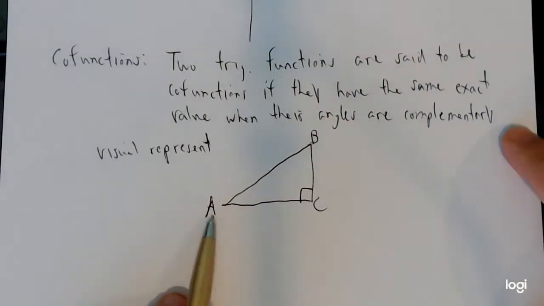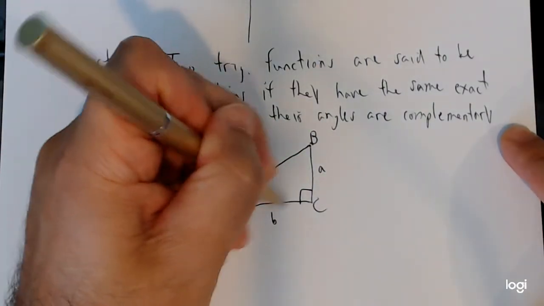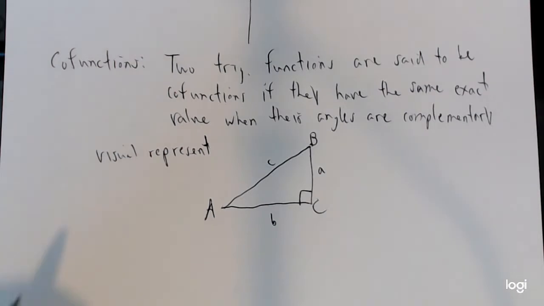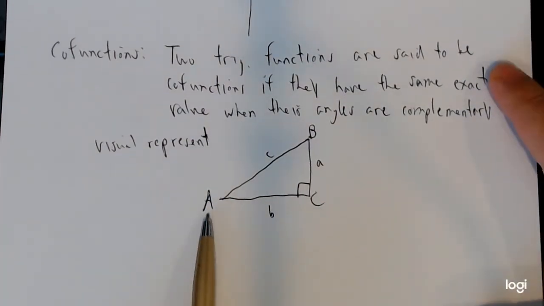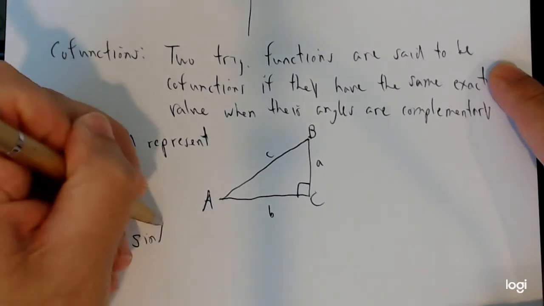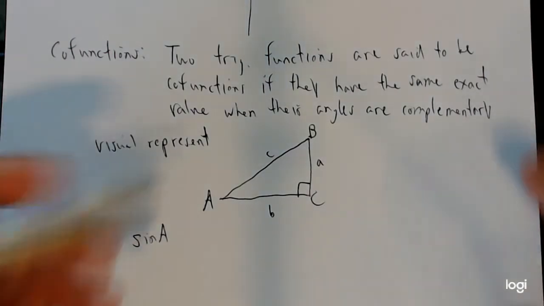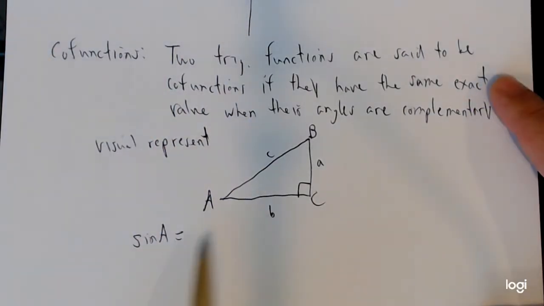So if that's angle A, this would be side A. If that's angle B, this would be side B. If that's angle C, this would be side C. So let's start off with an angle. Let's say I pick angle A, and I ask you guys, hey, what's the sine of angle A? There's no specific reason why I picked angle A, and no specific reason why I picked the trig function sine. I just said, hey, let's do this. So if I asked you, could you tell me what the sine of angle A is?